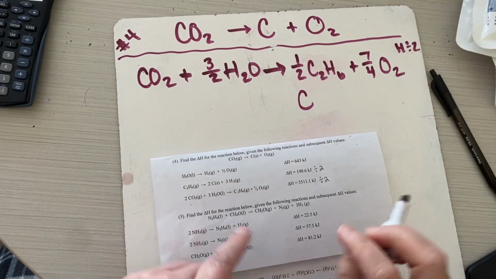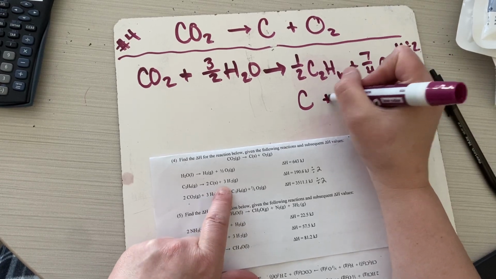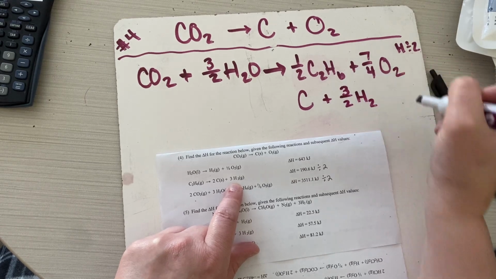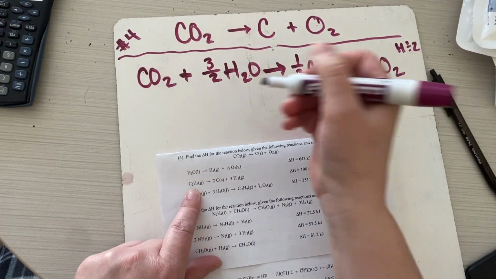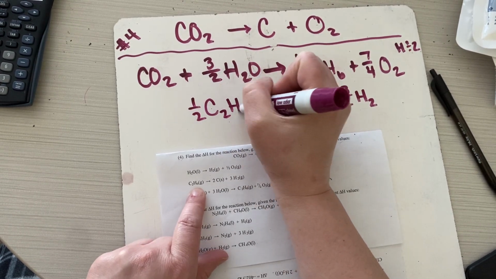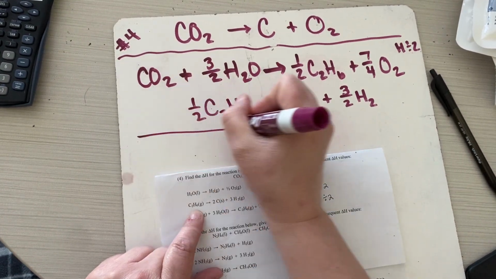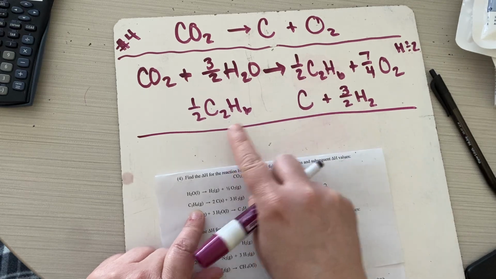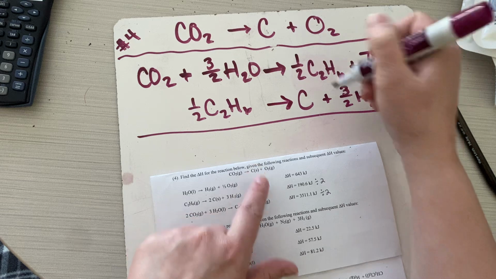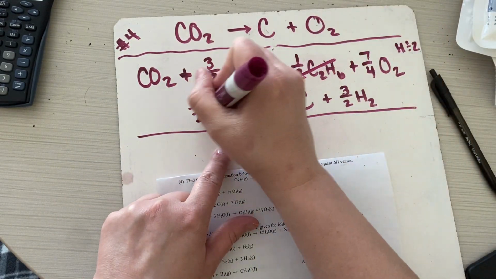Okay. So I'm going to have C plus 3/2 H2. And then I'll have my C half C2H6. Okay. What can I cancel from here? I can cancel my half and half because they're on opposite sides of the arrow. Okay, so just like with math, if I would add this all together, I could cancel that. Well, I'm going to cancel it up here first.